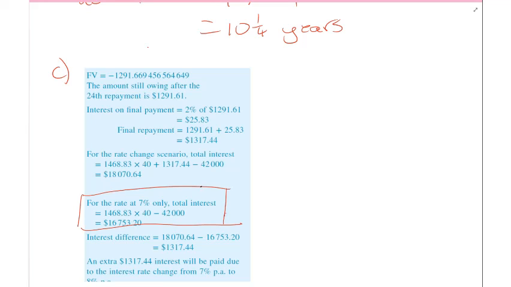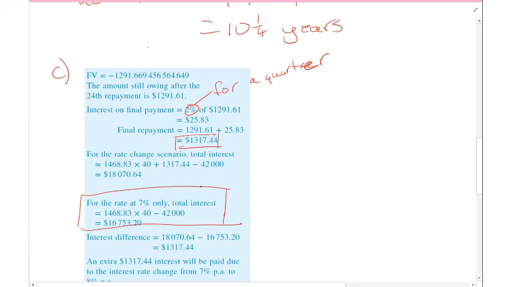All right, and we're going to get interest on the final payment. Well, the 2% comes about because it's 8% divided by 4. That gives us our 2% for a quarter. That's where the 2% comes from. All right, so our final repayment is $1,291.61 plus the 25.83, which gives us a final repayment of $1,317.44.